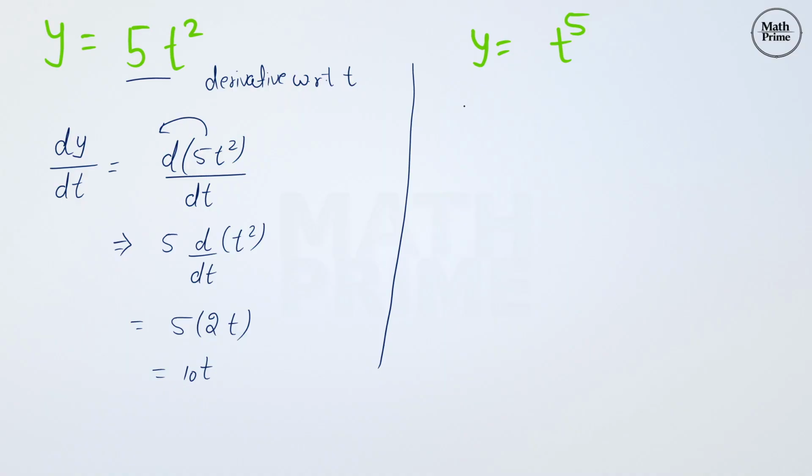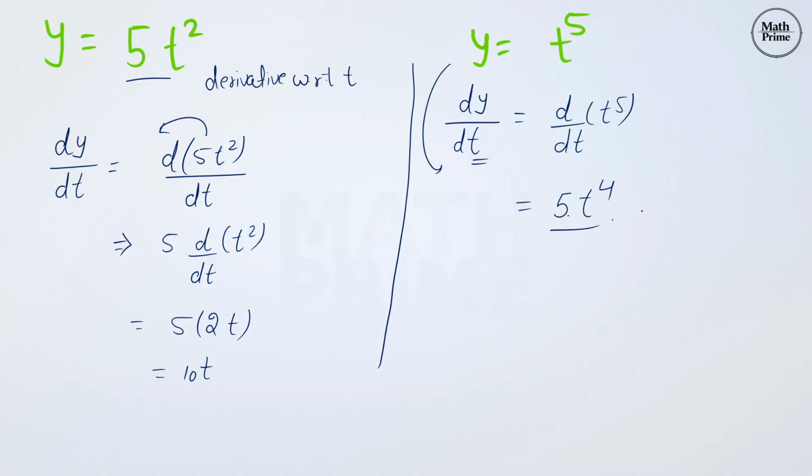Now the same, we have to find dy with respect to dt, the derivative with respect to t. Same, for t raised to power 5, the derivative is 5 times t raised to power 4, and it is our final answer.